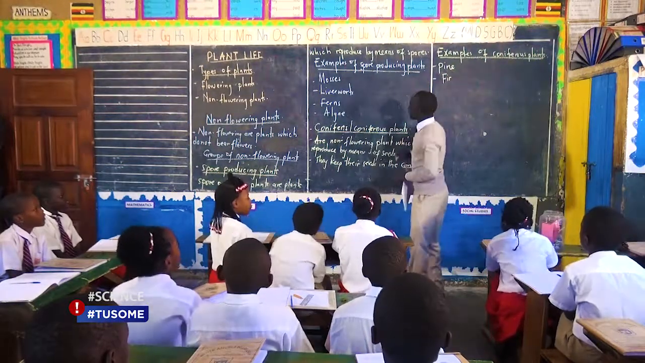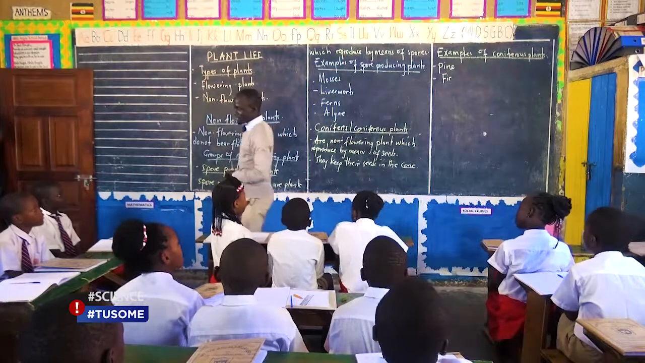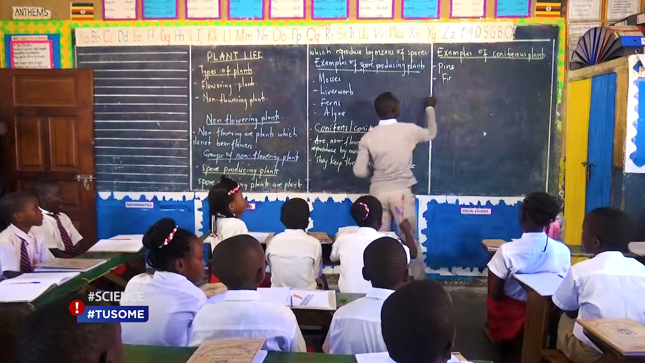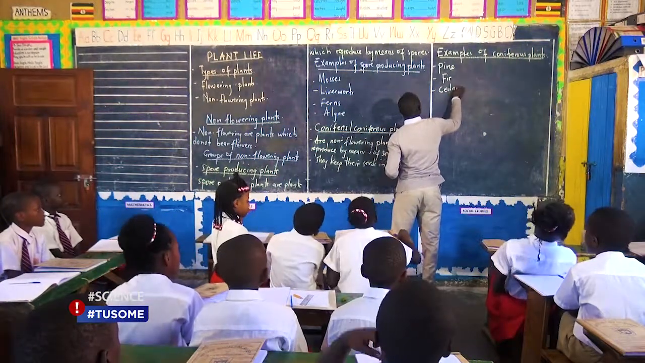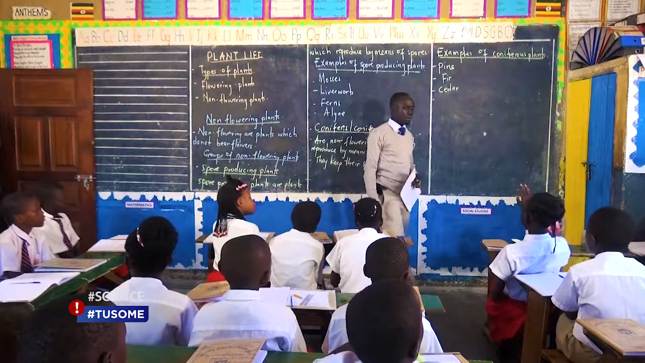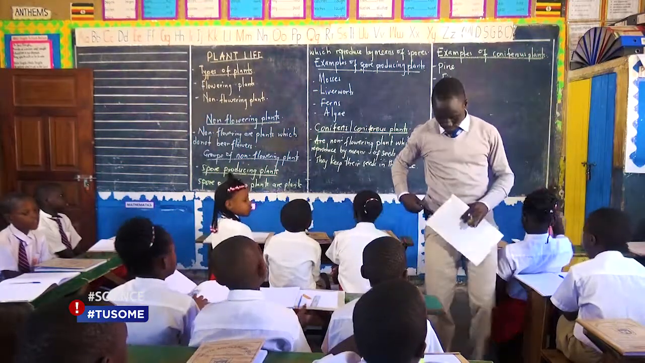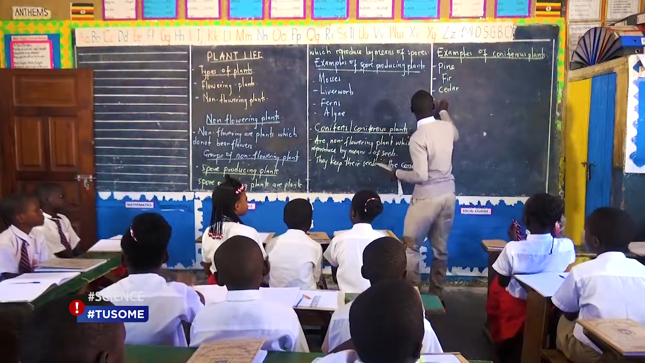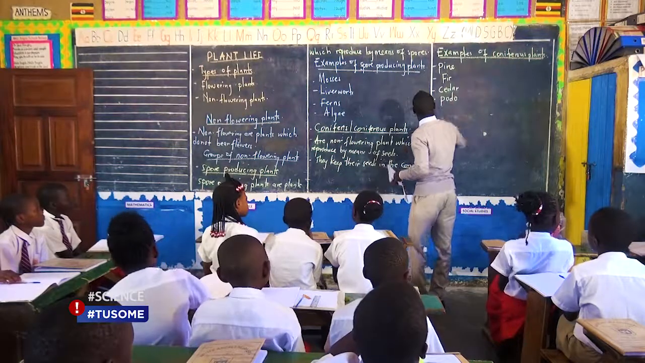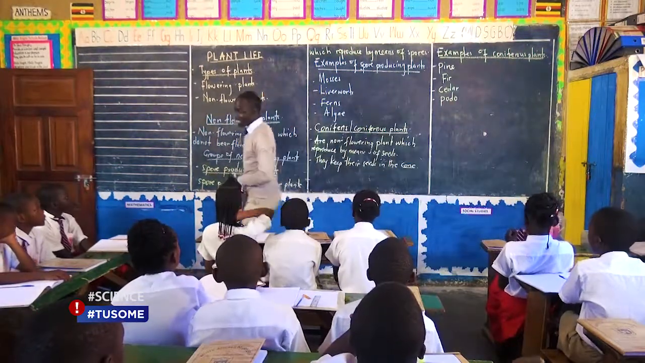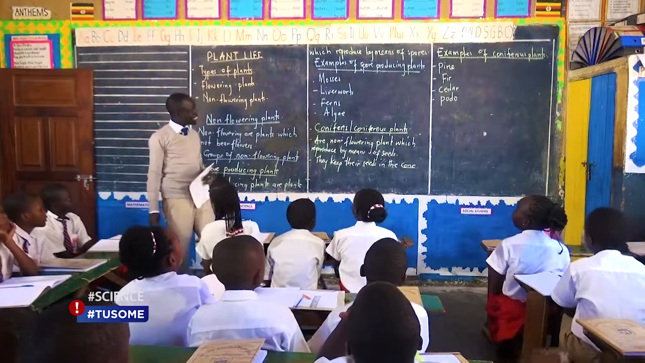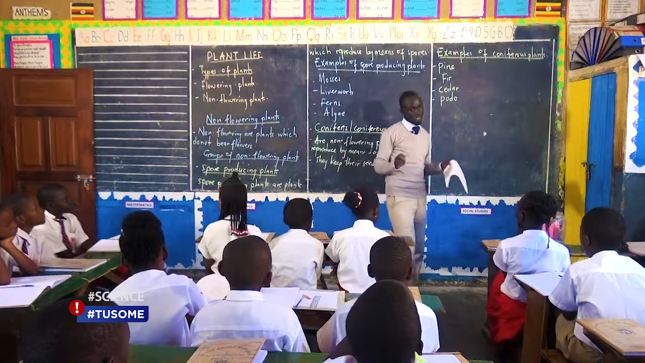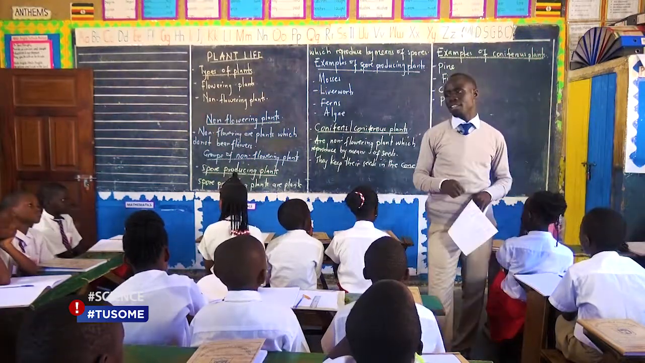We have fir. Everybody, fir. Can you spell the word fir? F-I-R. We have the next one called cedar. Everybody, cedar. Spell the word cedar. C-E-D-A-R. Now we have the last one called podo. Spell the word podo. P-O-D-O.